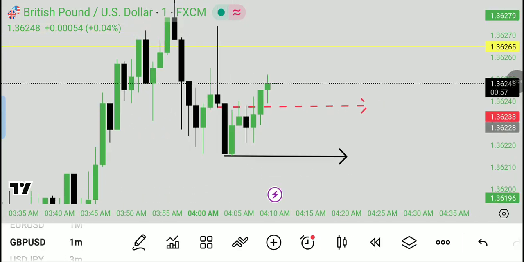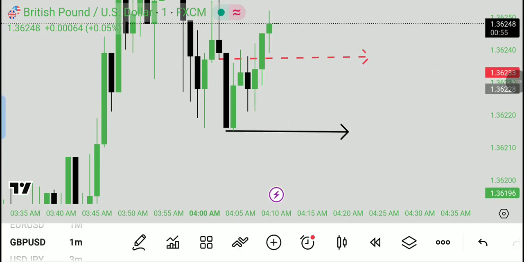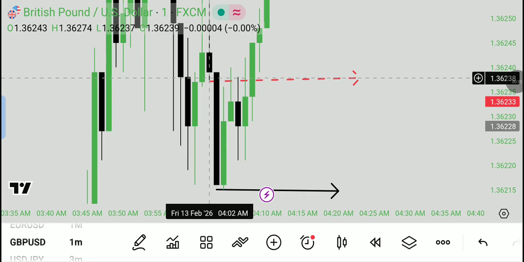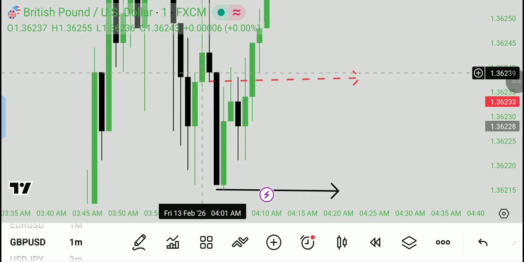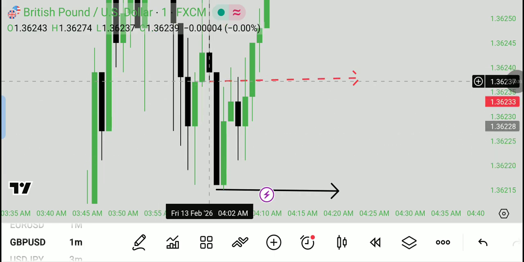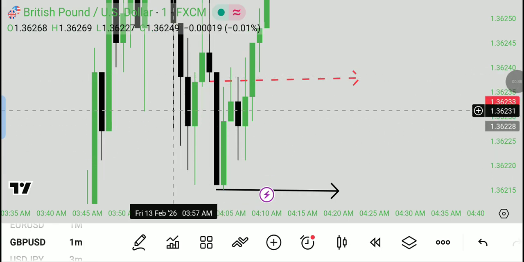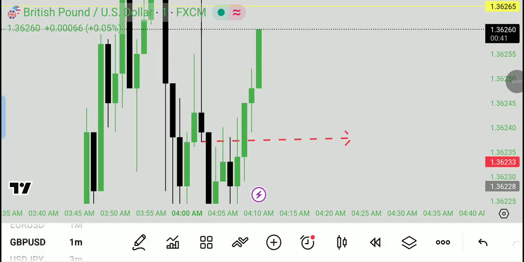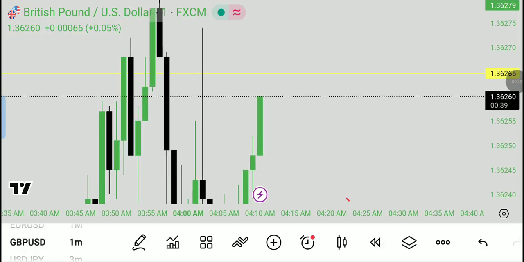Alright, hope you understand what is going on. And here is a 2 close candle that gives information that they are going to go high.